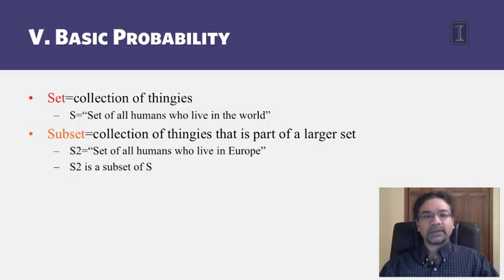For instance, a set S might be the set of all humans who live in this world at this current moment. A subset is another set, which is a collection of things that is a part of the larger set. So I might describe a set S2, which is the set of all humans who live currently in Europe today. S2 is a subset of S because every element that is present in S2 is also present in S, but the reverse is not necessarily true.